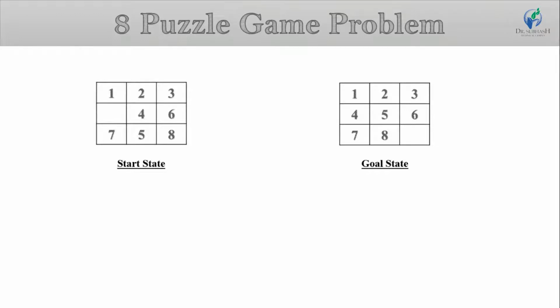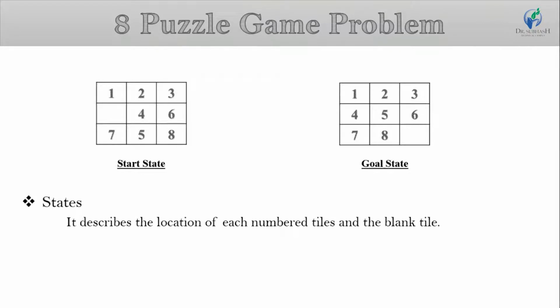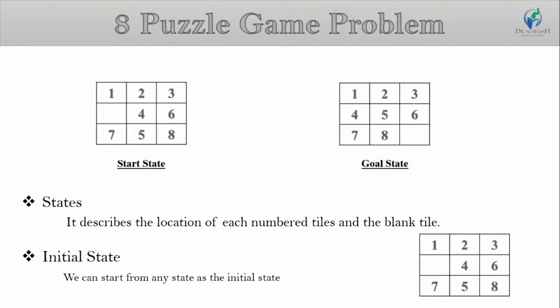The problem formulation is as follows. States means it describes the location of each number tile and the blank tile, like the example which we have taken here. Next is initial state, meaning we can start from any state as the initial state. If I take this 3 cross 3 matrix, so my initial state can be digit 1, can be digit 4, or it can be digit 7.